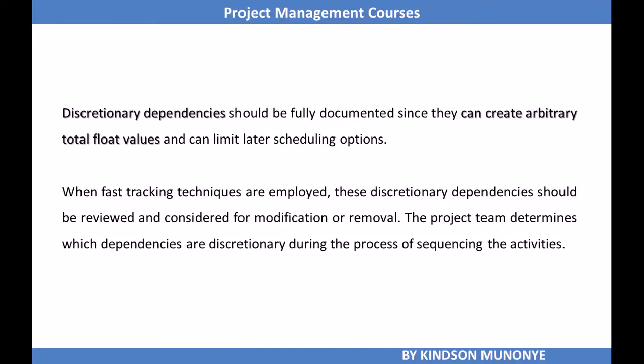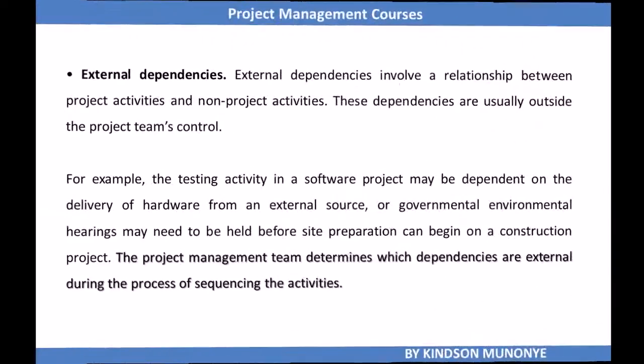Discretionary dependencies should be fully documented, since they can create arbitrary total floats and can limit scheduling options at a later time. When fast tracking techniques are employed, these discretionary dependencies should be reviewed and considered for modification or removal. And the project team determines which dependencies are discretionary during the sequence activities process.